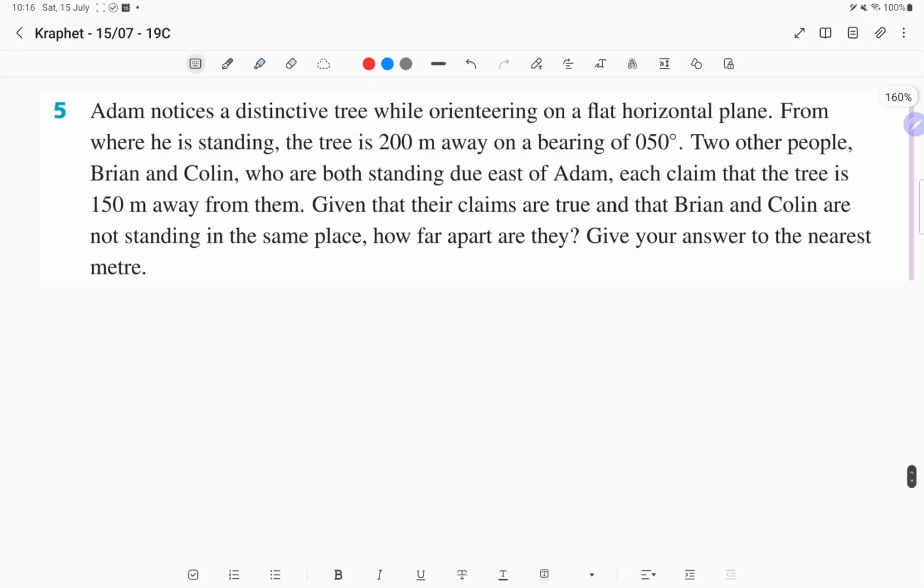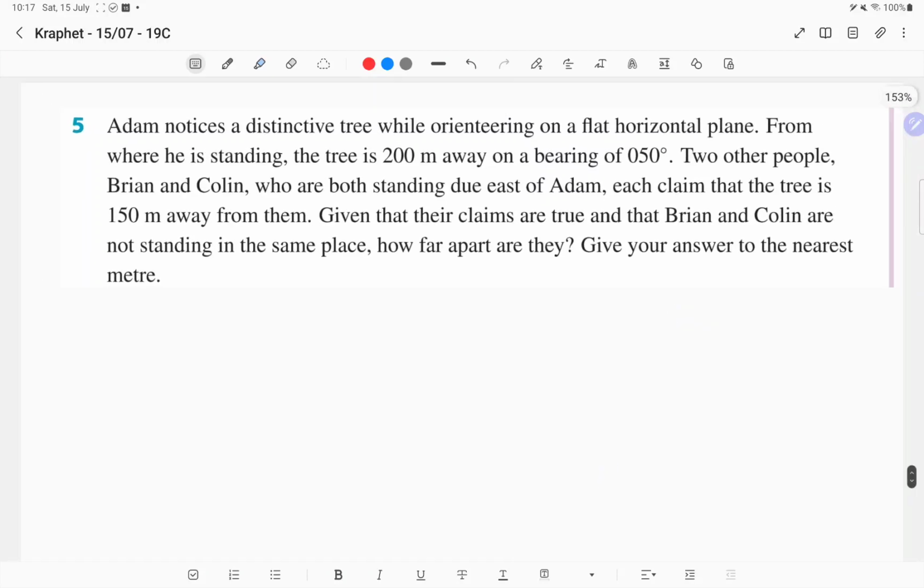Adam notices a distinctive tree while orienteering on a flat horizontal plane. From where he is standing, the tree is 200 meters away on the bearing of 050 degrees. 2 other people, Brian and Colin, who are both standing due east of Adam, each claim that the tree is 150 meters away from them. Given that their claims are true and Brian and Colin are not standing in the same place, how far apart are they? Give the answer to the nearest meter.